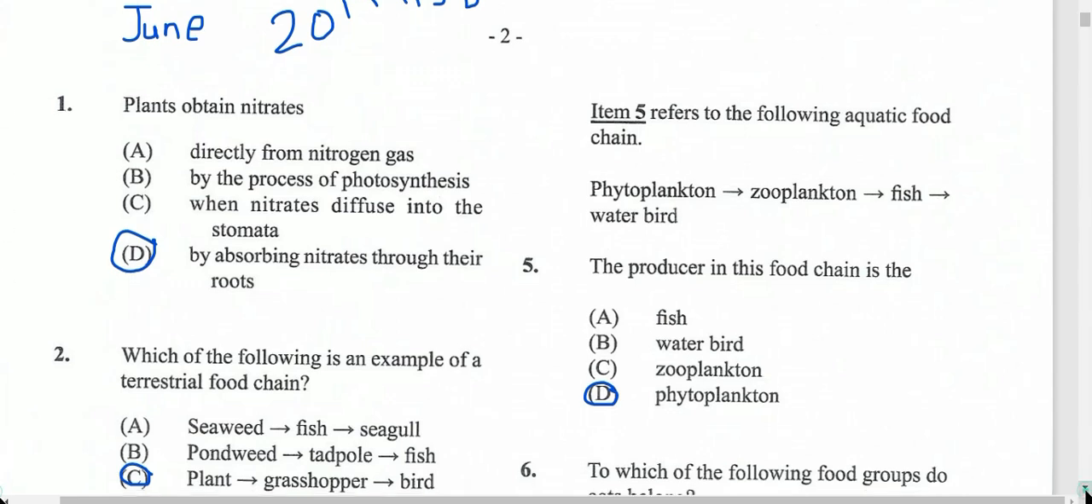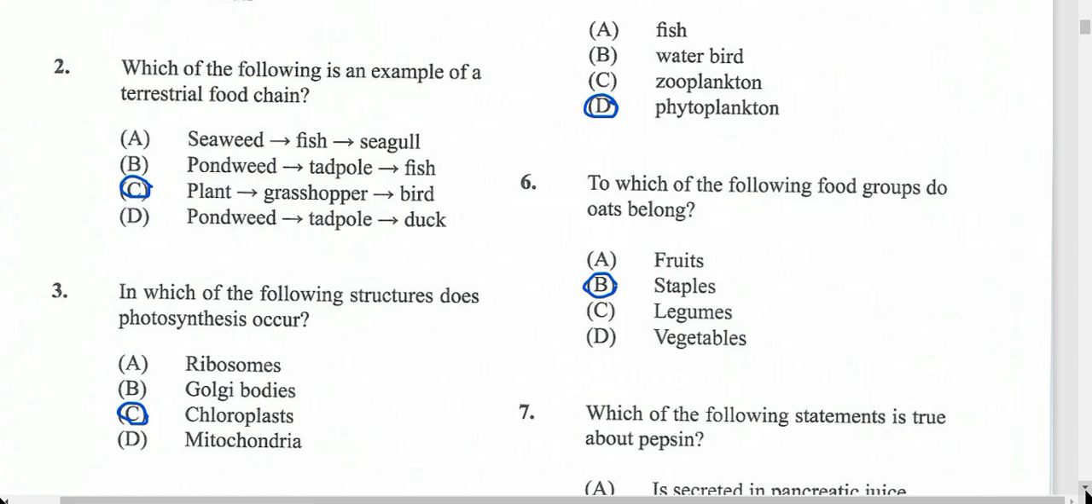We move on down to question number 6, which of course is, to which of the following food groups do oats belong? Oats, of course, is a staple. Many persons would be looking for cereal, but oats, of course, are staples. It's not a fruit, it's not a legume, it's not a vegetable. So your choice here is going to be staples, B for number 6.